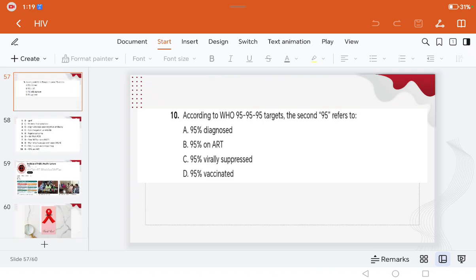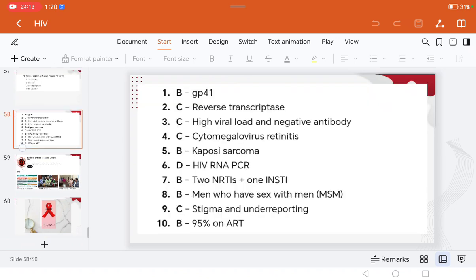And number 10, according to the WHO 95, 95, 95 targets, the second 95 refers to A. 95% diagnosed, B. 95% on ART, C. 95% virally suppressed, or D. 95% vaccinated. So the answer is B. 95% on ART. This is the key to the MCQs that have been discussed.